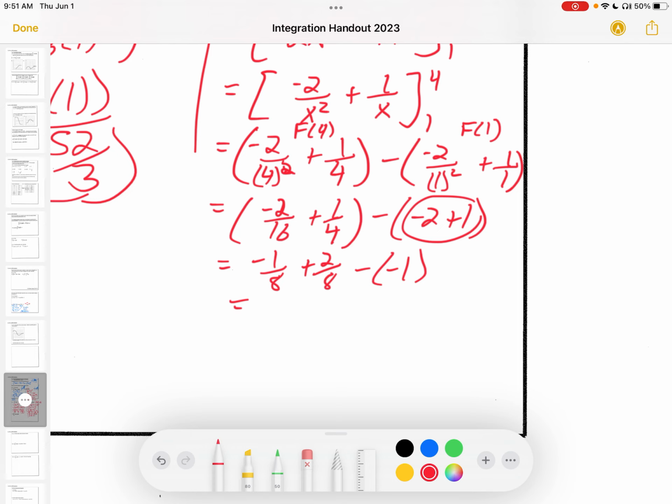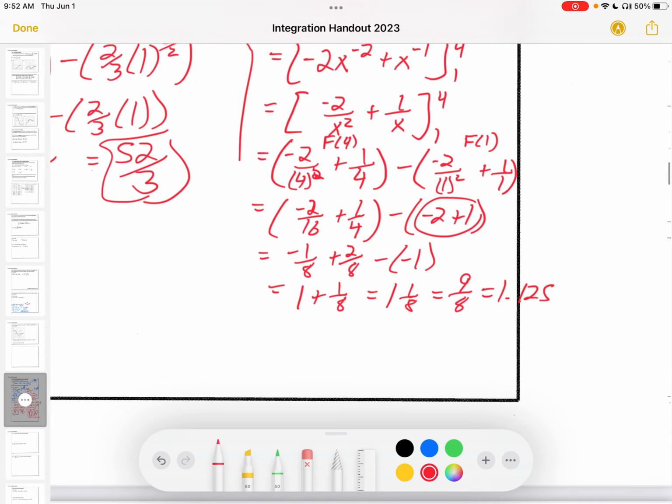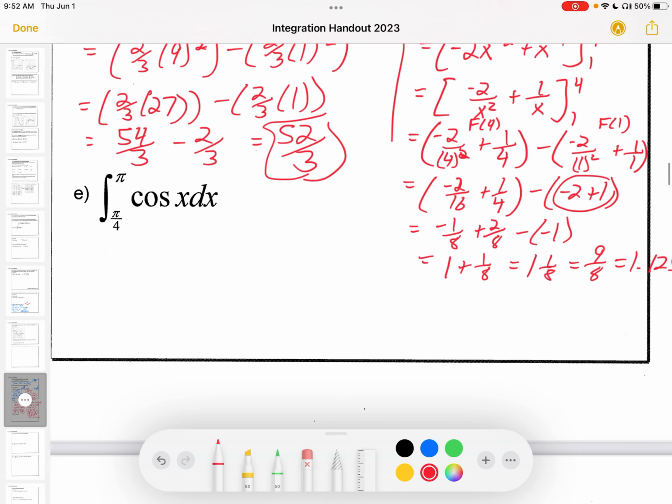And we could write that as 1 plus 1/8. We could write it as 1 1/8. We could write it as 9 over 8. We could write it as 1.125. Any of those things are appropriate. So again, the main thing in here is that we anti-differentiate and then we sub in.